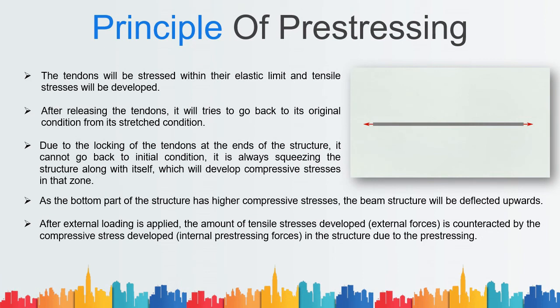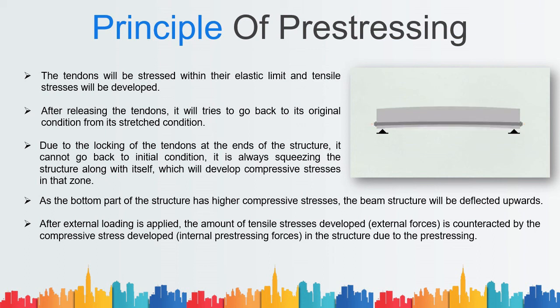The solution to this problem, which is deflection in concrete members, is by using the principle of prestressing, which is already being adapted in prestressed concrete. To produce prestressed concrete, a higher grade of concrete must be used, as the stresses are really high in the section due to prestressing. As shown in the video, the tendons will be stressed within the elastic limit by pulling them at both ends of the structure, and tensile stresses will be developed.